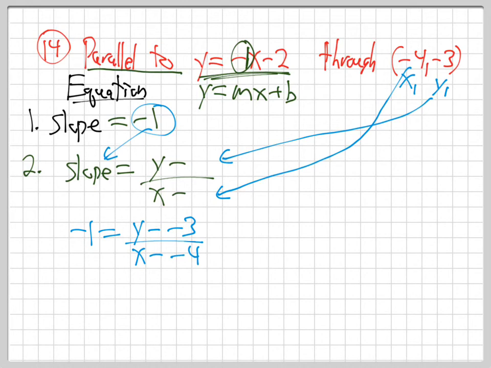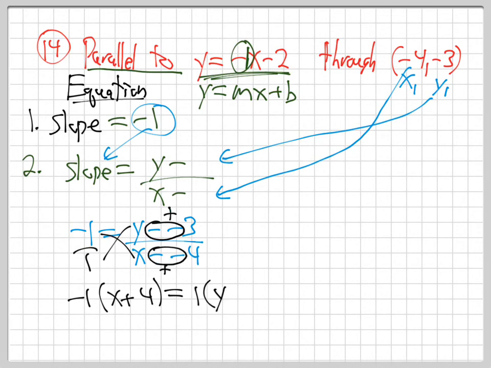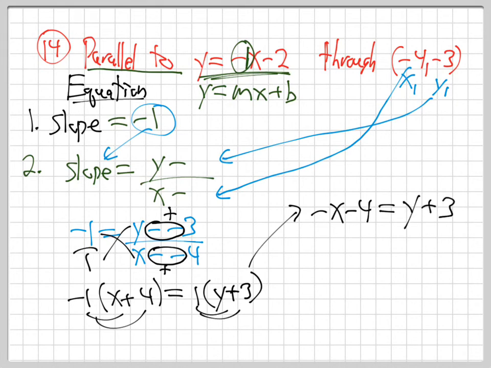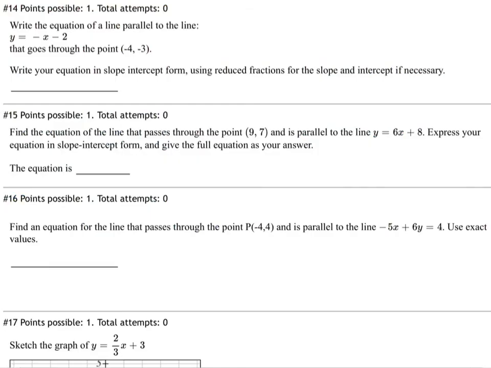And now you know what to do here, right? Cross multiply. So I'm going to kind of zip it along here in the interest of time. That's going to become x plus 4, right? The double negative becomes add, you know about all that. And this will be 1 times y plus 3. Bring it up here, distribute, minus x minus 4, distribute, y plus 3. Last step to get y alone. Subtract 3. Y equals minus x minus 7.